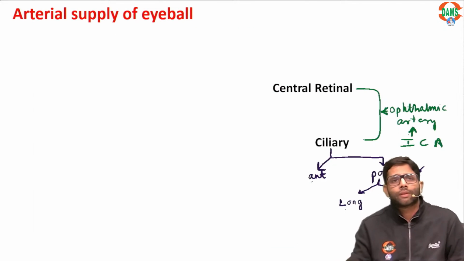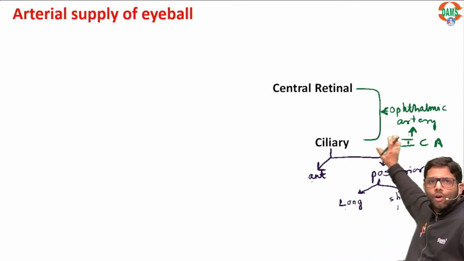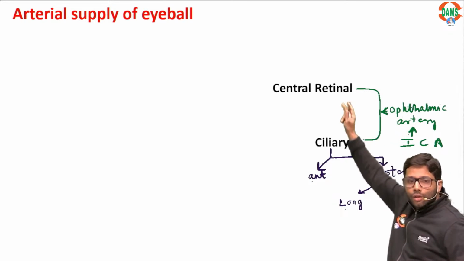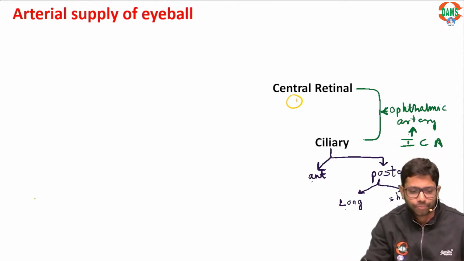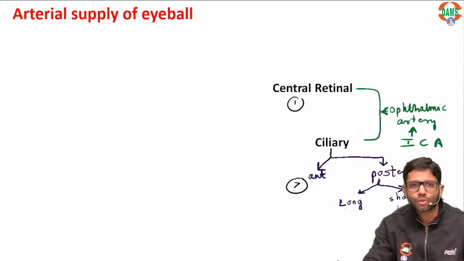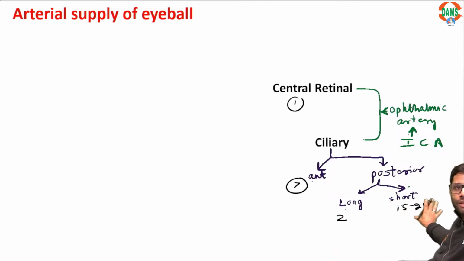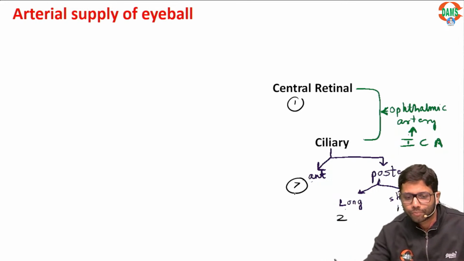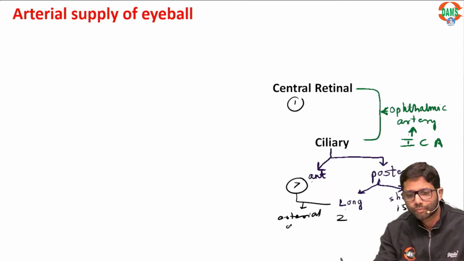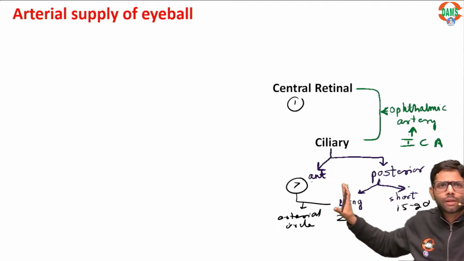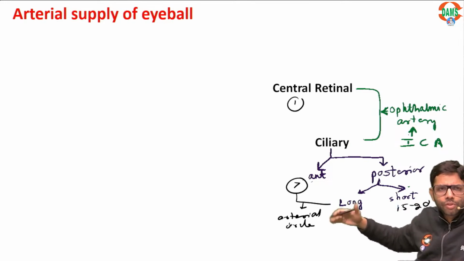Based on this, see this is what I told you. ICA, internal carotid artery, branch of ophthalmic artery, enters the orbit. Only one central retinal artery. How many anterior? Known as muscular, 7. 2 long, 15 to 20 short posterior ciliary arteries. And these two anastomose to form the arterial circle of the eye, major and minor arterial circle. This is the blood supply, ICA, ophthalmic artery and so on, which I just showed you in the video and explained.